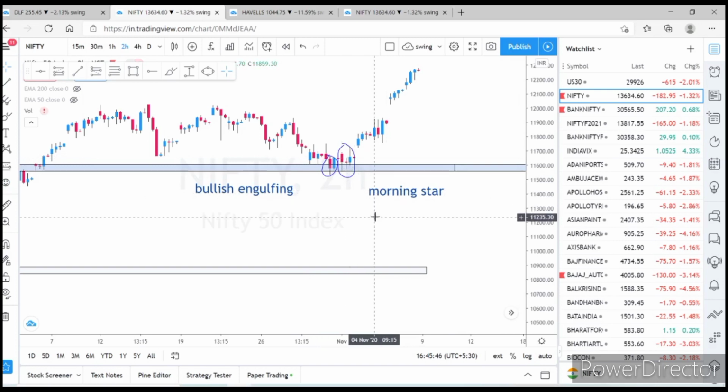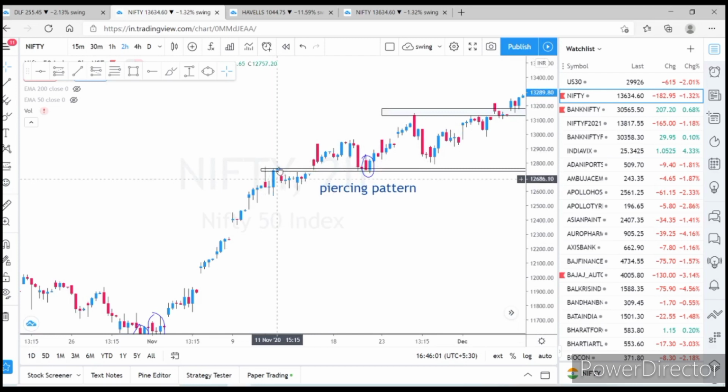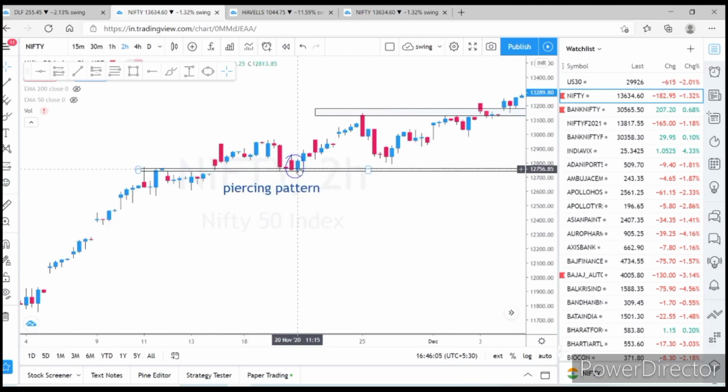So how strong it is. On the support level, it made both bullish engulfing and morning star. So it was a very high probability trade on this level. Okay, look, from there Nifty rallied so much. Then again Nifty took resistance here. Once the resistance was broken, it came back and made a piercing pattern. This green candle could not completely cover this red candle, but it could cover most of the red candle. That's why it's known as a piercing candle. Then again it moved.